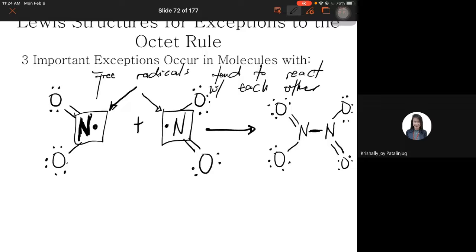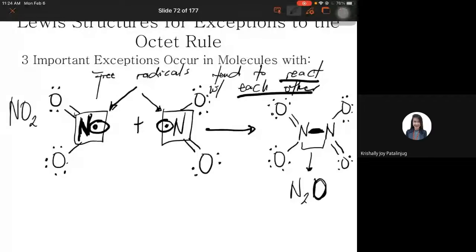Kasi 'di ba they are very reactive. So they really would tend to react with another molecule na meron ding unpaired electron. So i-share nila yung unpaired electron para ma-attain yung stable state ng central nitrogen atom. And this is not already nitrogen dioxide but dinitrogen tetroxide. Kasi dalawa nitrogen, apat oxygen in this structure. So dinitrogen tetroxide na yan. And it has a stable structure, okay, especially for the central atom.